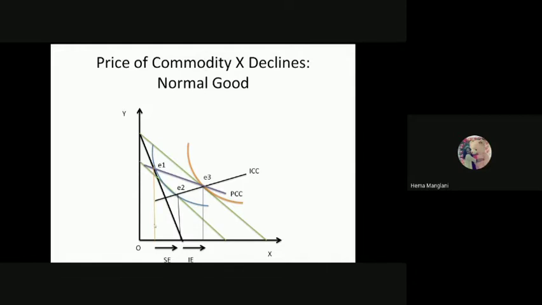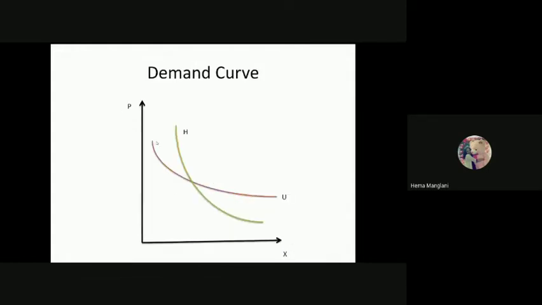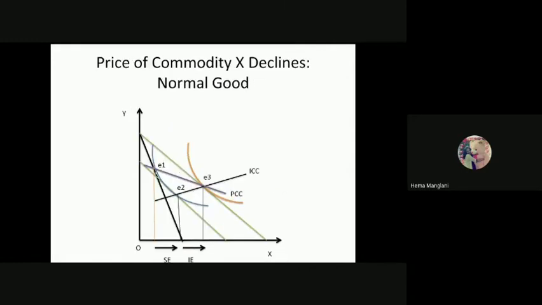Now I got the tangency here, and this E1 to E2 shift is the substitution effect. From E1 to E2, I would like to consume more of X instead of Y. So E1 to E2 is giving you what? This H, the green demand curve, which only indicates the movement from E1 to E2. That's why this curve is steeper over here.